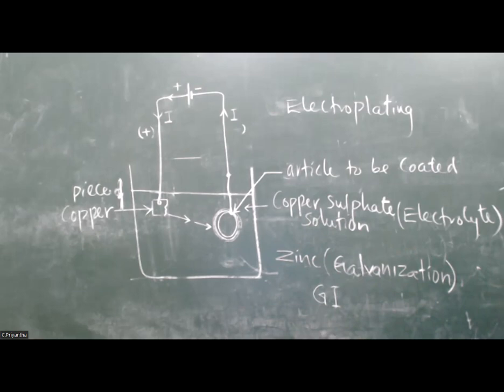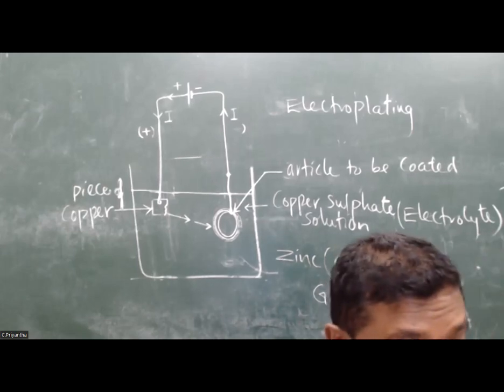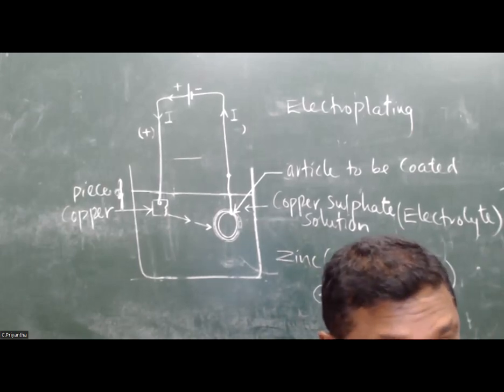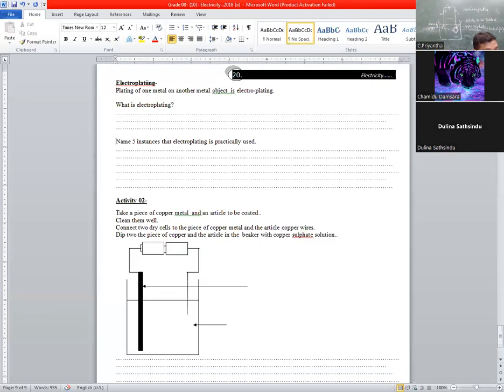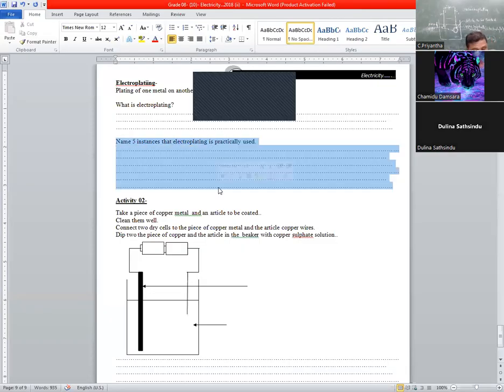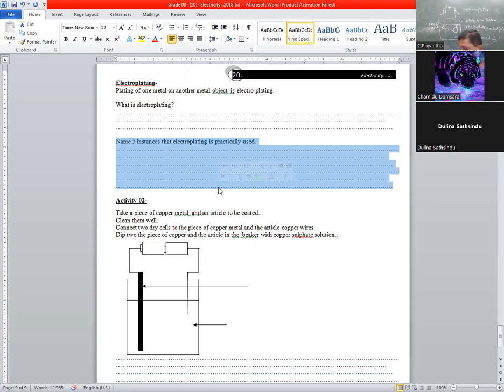Those are the observations. After writing the observations, go to the upper part to write the instances where electroplating takes place: plating of gold jewelries, plating of copper or silver jewelries with gold.